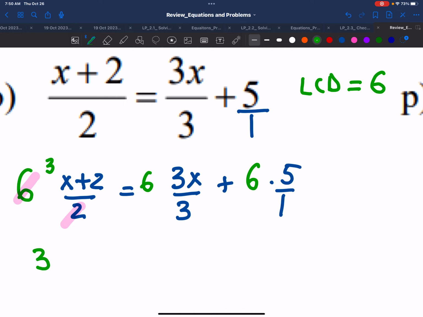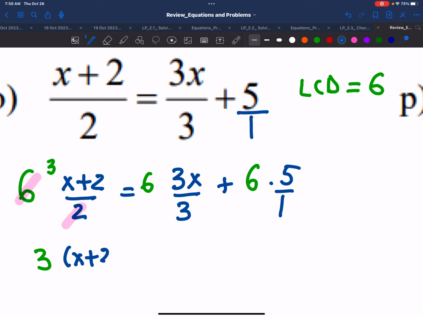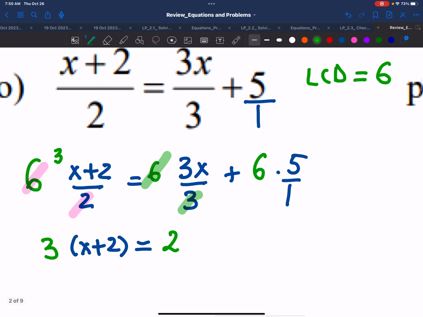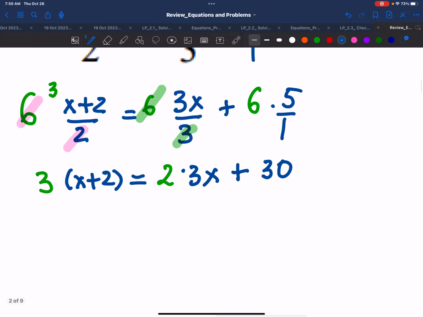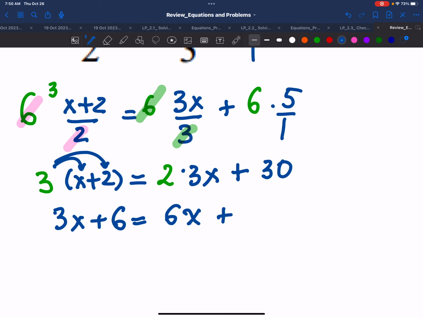So we have 3 times x plus 2. 6 and 3 will divide to 2, which means that we have 2 times 3x. And 6 and 1 divide to 6, so that would be plus 30. So now expand and simplify, so we have 3x plus 6. 2 times 3x is 6x, and then plus 30.